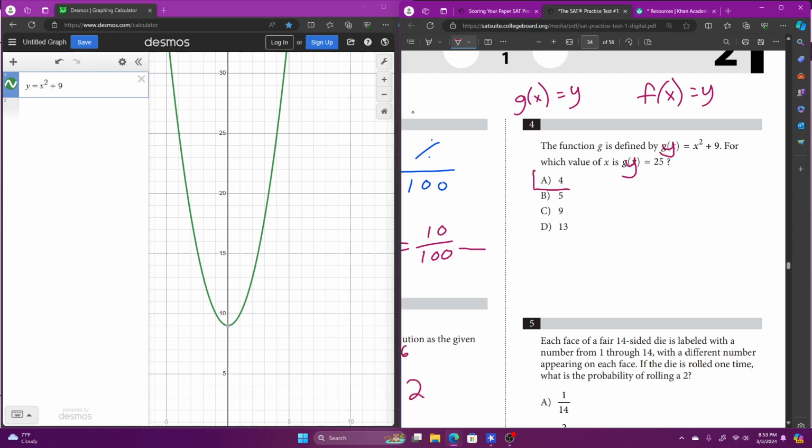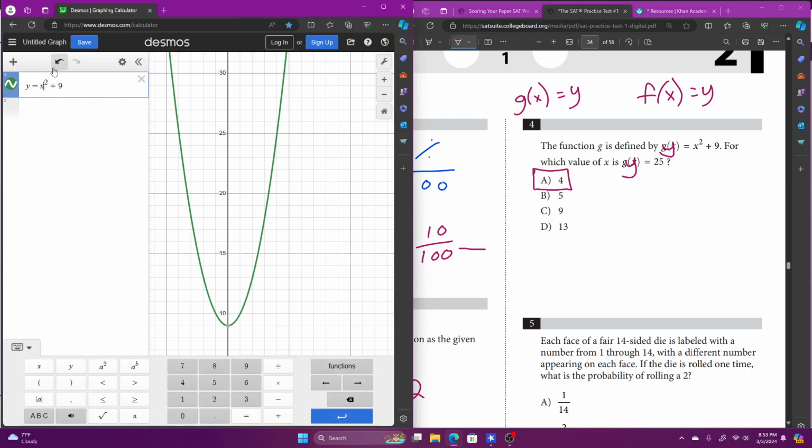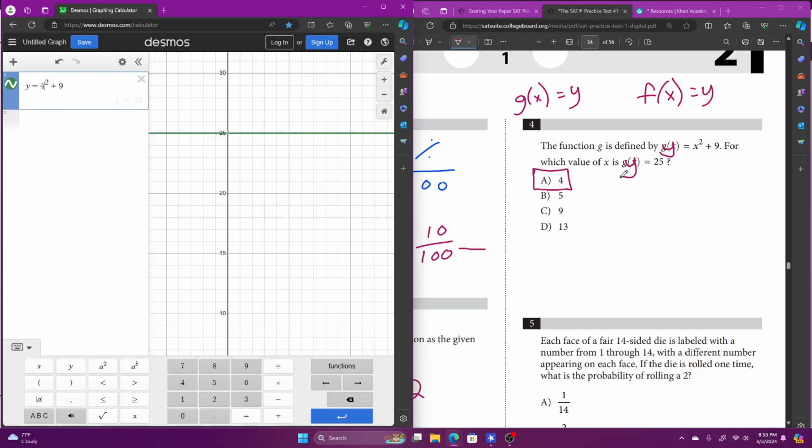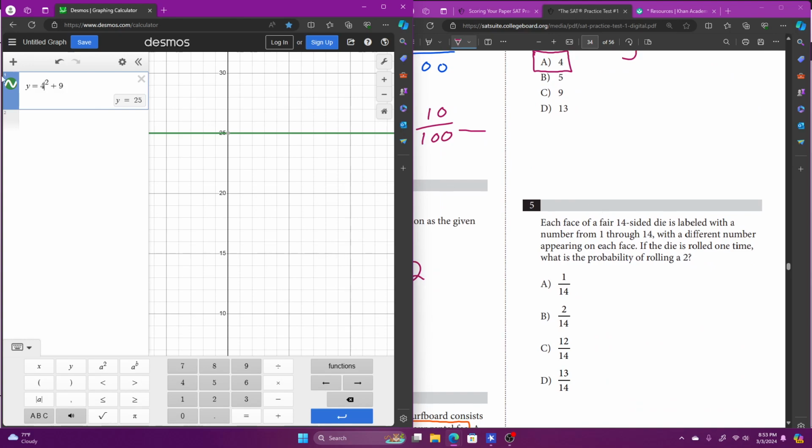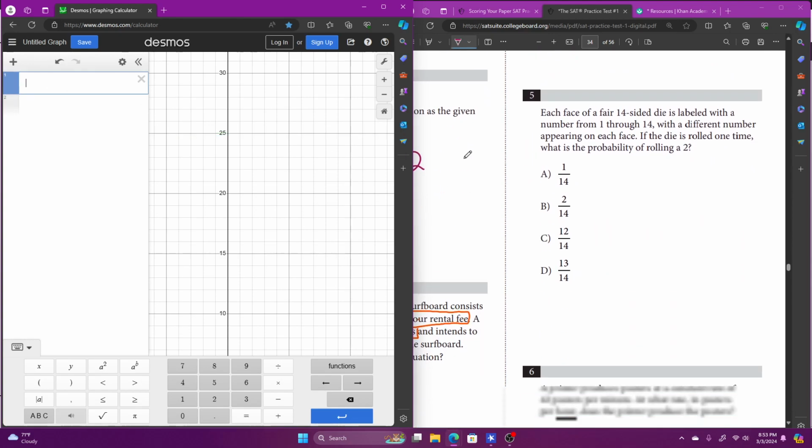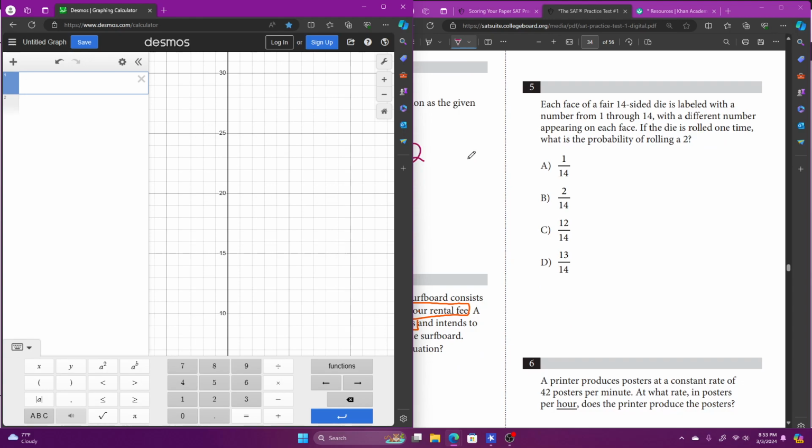Also, in class, we said that you can take these answer choices and do guess and check. So if you want to say, is my answer D, is 13 the correct answer? Right here, we'll know y does not equal 25. So back it up real quick. It's not 9, it's not 5, it is 4. When x is 4, y is 25. And it's really fast to check that on the calculator.